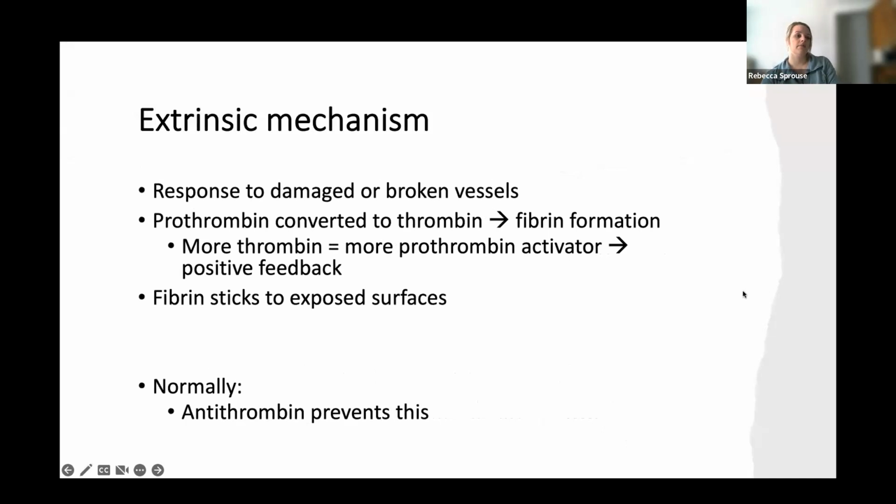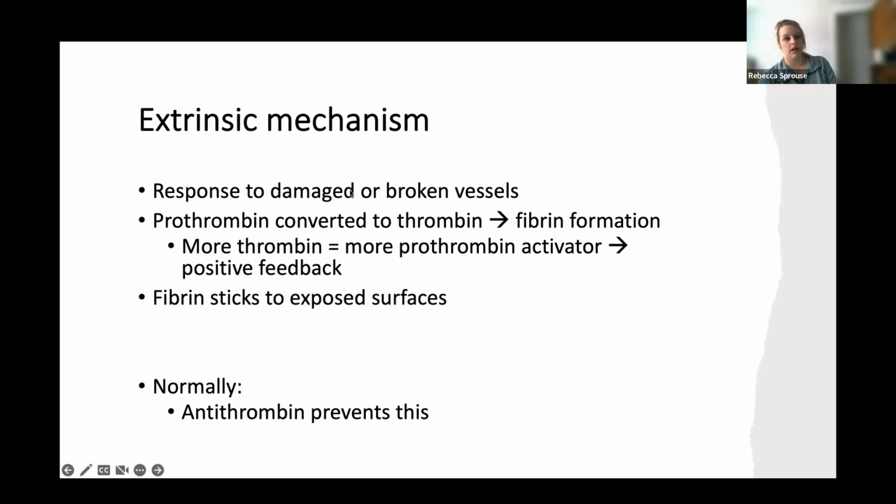Extrinsically, so again, this is a response to damaged or broken blood vessels. Again, prothrombin is converted to thrombin, which stimulates fibrin formation. So the more thrombin that you have, the more prothrombin activator that you have. And then that's the positive feedback mechanism.